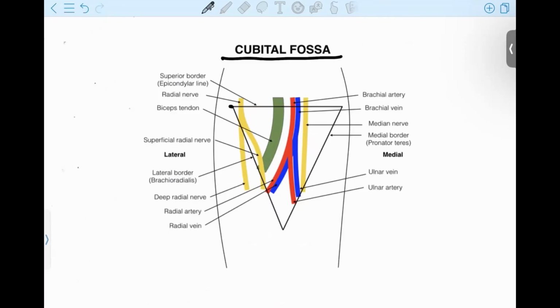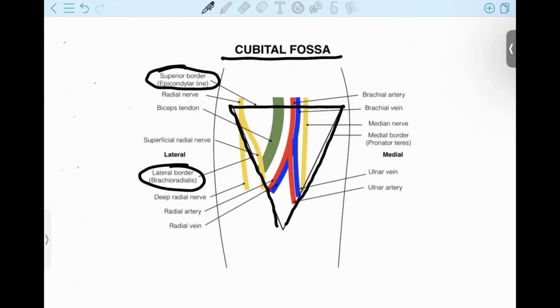The superior boundary of the cubital fossa is your superior border, the epicondylar line. Okay, this is your superior side. On the lateral side, that is your brachioradialis, and on the medial side, that is your medial border of the pronator teres.